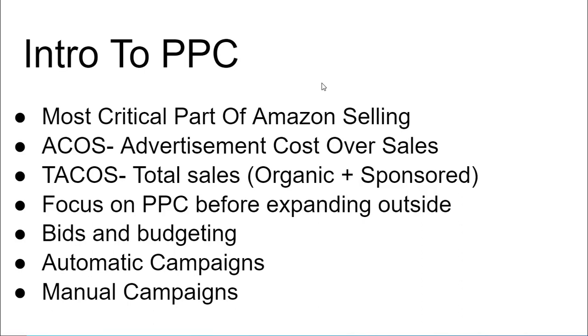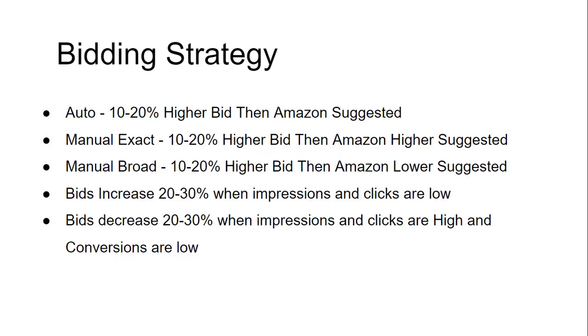Moving on to the next point, we have our bidding strategy. In bidding strategy, we recommend starting with automatic campaigns. In automatic campaigns, there are three types of Amazon suggestions: higher, medium, and lower. We start by setting our bid 10 to 20% higher than Amazon's bidding suggestions.